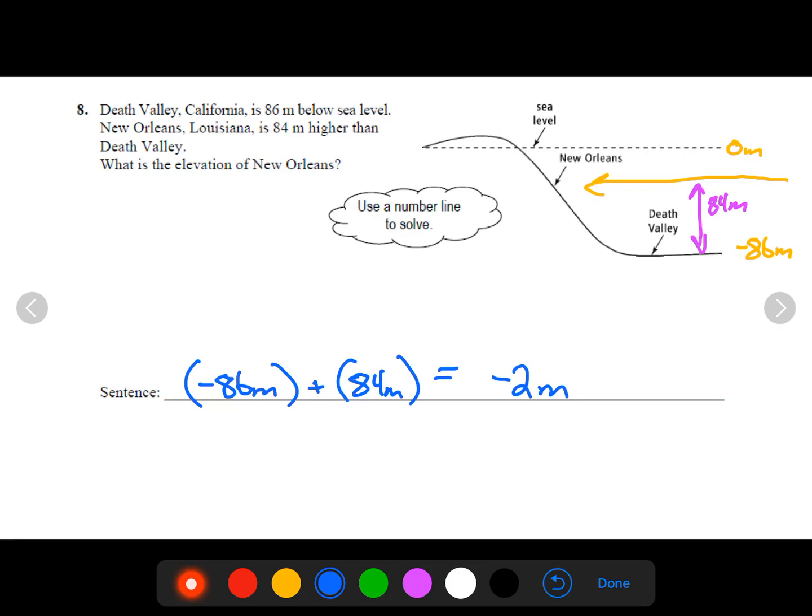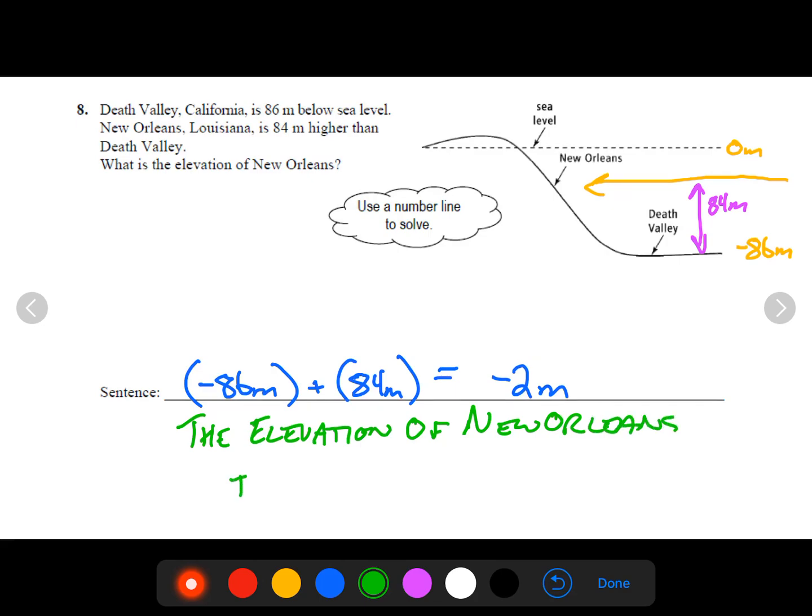So the elevation of New Orleans is 2 meters below sea level, which is exactly why during the hurricane there was massive flooding and damage, because they're actually below the sea level there.